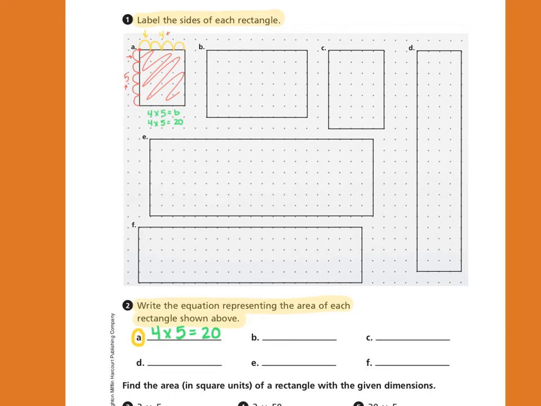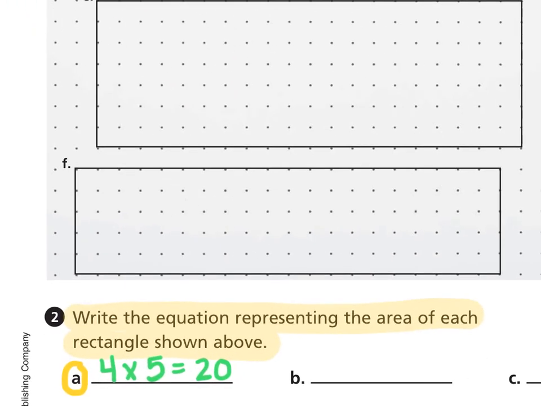I'm going to be asking you to do this for your other rectangles, but be careful. These are getting pretty big. Don't forget to count your jumps. Let's do F together. I'm going to start right here, and I'm going to start counting the columns first.